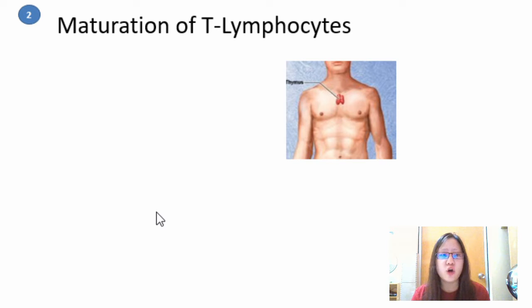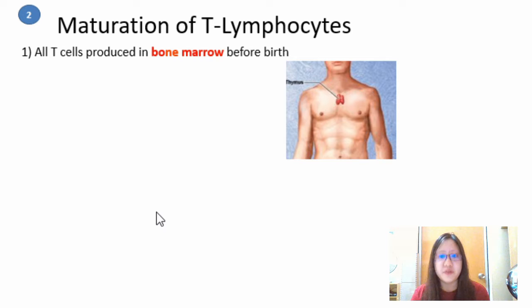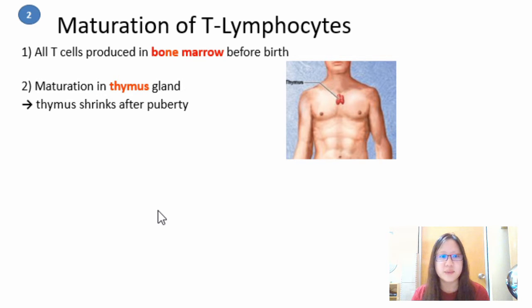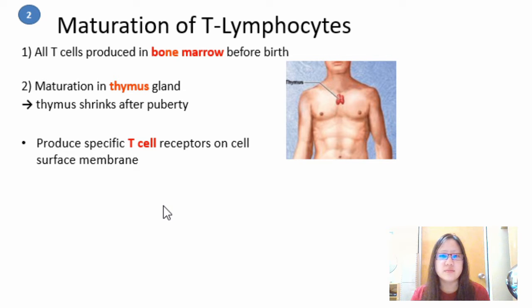Now lymphocytes are all made in the bone marrow before birth, but T lymphocytes differ from B lymphocytes in the fact that it matures in the thymus gland. Now this thymus can shrink after puberty, and this is why our immune system sort of goes downhill after we age, after puberty.